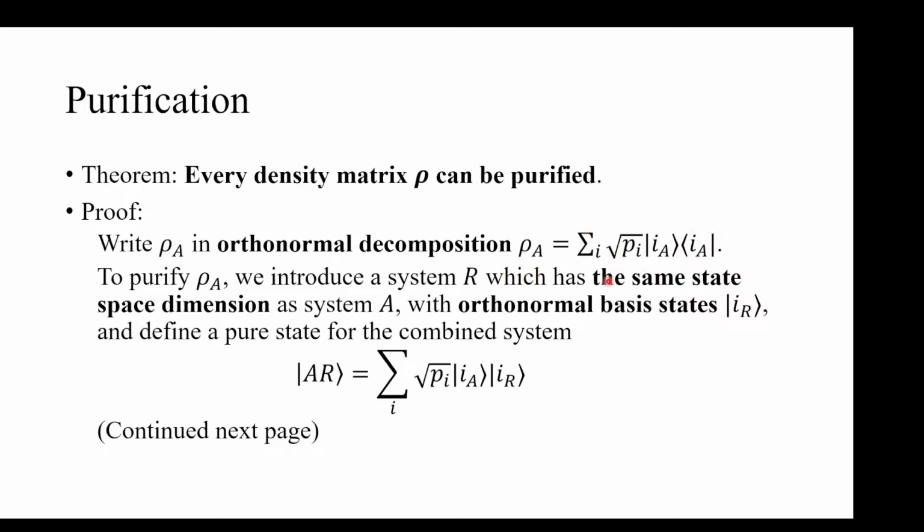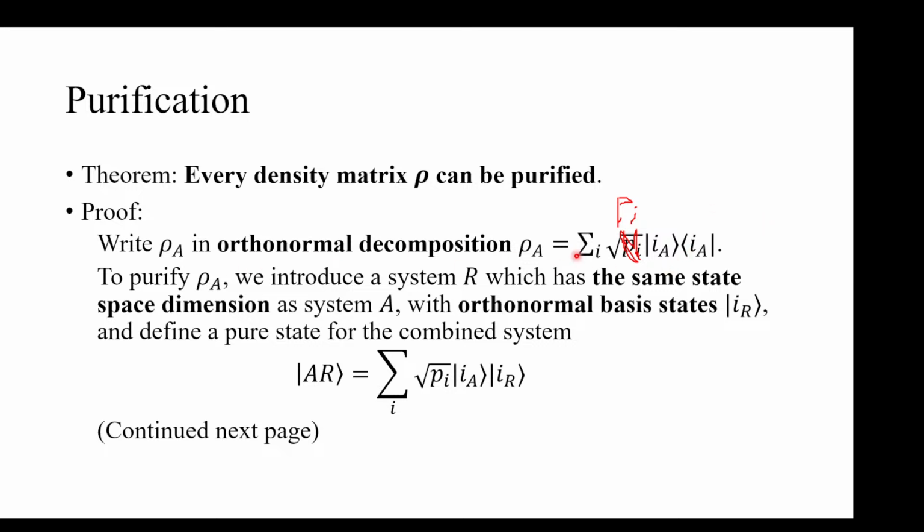Rho A equals the summation over i of p_i times |i><i|_A, where the p_i are the eigenvalues. Sorry, I made a typo here, so this should be p_i, with no square root. We know it's a density matrix, so those eigenvalues should be between 0 and 1 and sum to 1, and the eigenvalues can be viewed as probabilities.